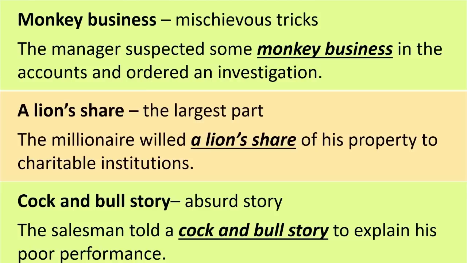Suppose the manager is asking the salesman that why haven't you made more sales? Why haven't you got us better business? Then the salesman tells a story which the manager does not believe. He tells a story which is impossible to believe. Then that's an absurd story. That's a story which we can call a cock and bull story.